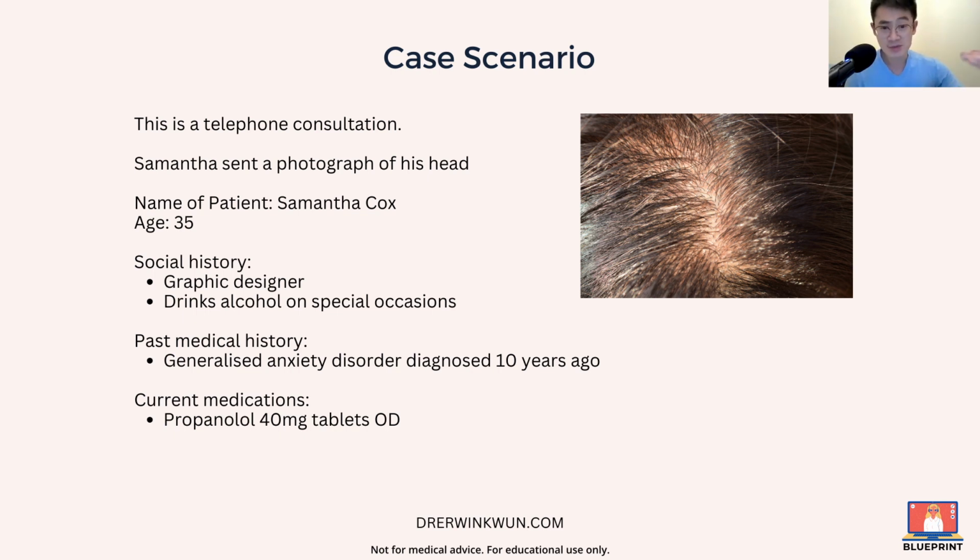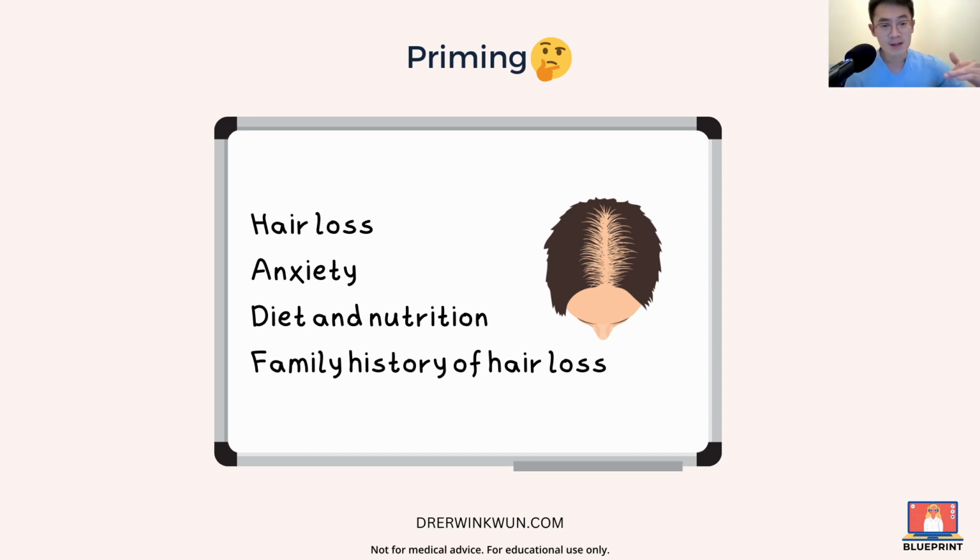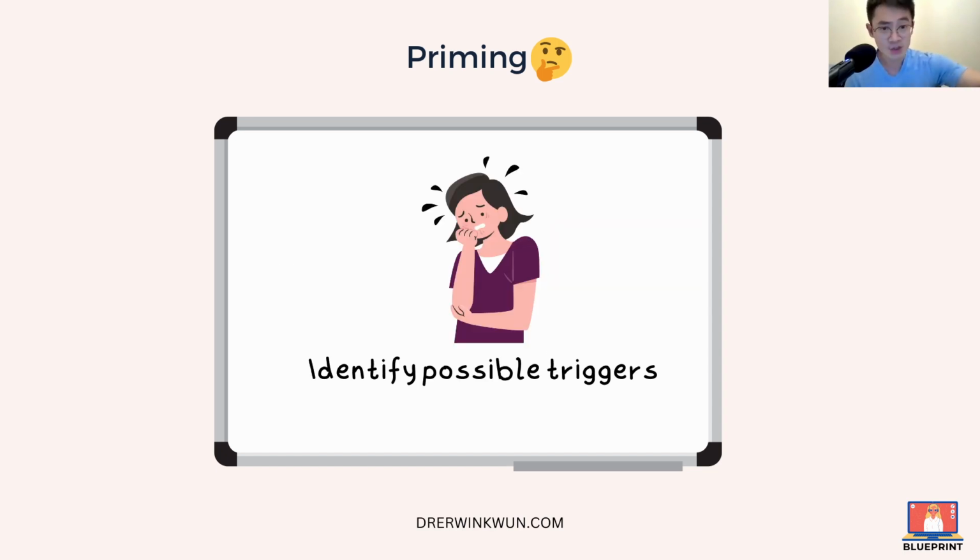So if a patient is presenting with hair loss, there are a few things we need to be thinking about. Whether this could be due to anxiety, what about the patient's diet and nutrition? Is there any family history of hair loss? We also need to understand whether there are any possible triggers to this. If you don't know this, then it's going to be difficult for you to take a targeted history.